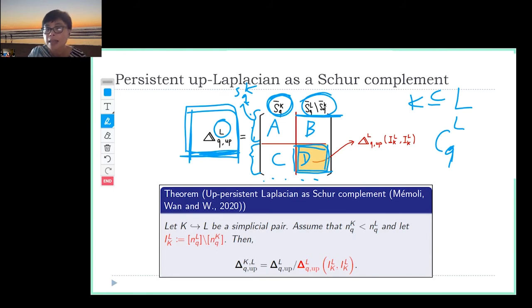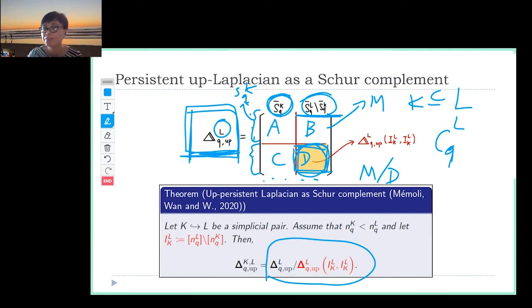And then I simply compute the Schur complement of D in this big matrix L. And it turns out that the persistent Laplace operator from K to L is exactly the Schur complement. If I call this one M, using notation from the previous slide, then it's exactly the Schur complement of D in M. So that's another interpretation of the persistent Laplace from K to L.